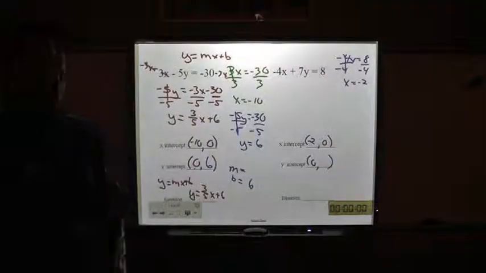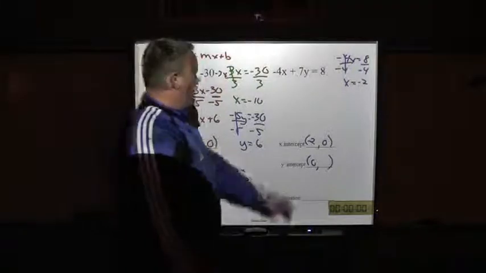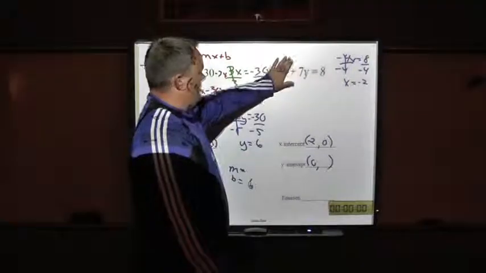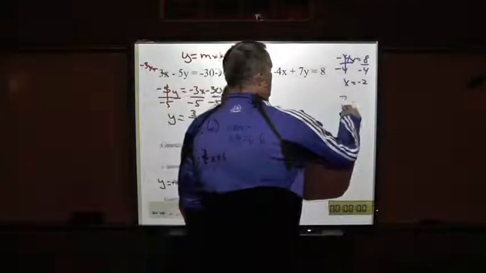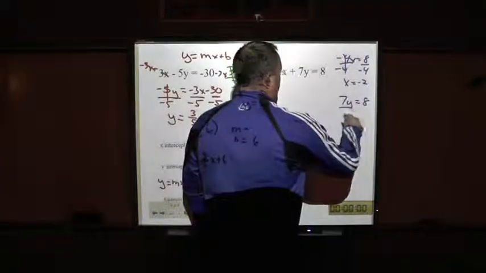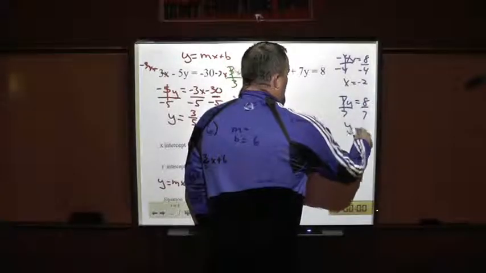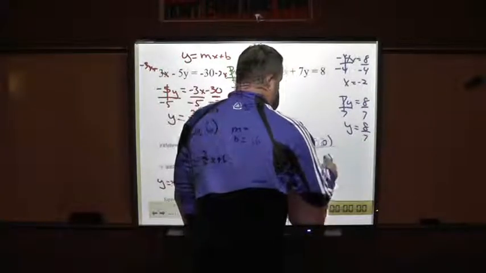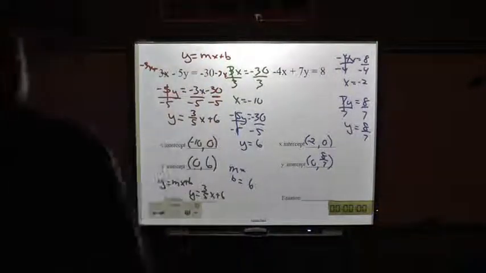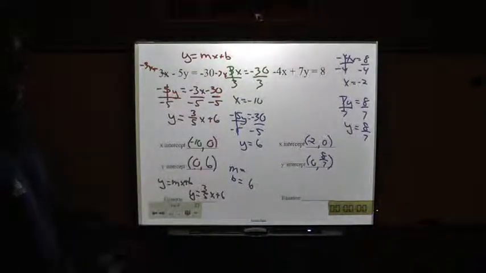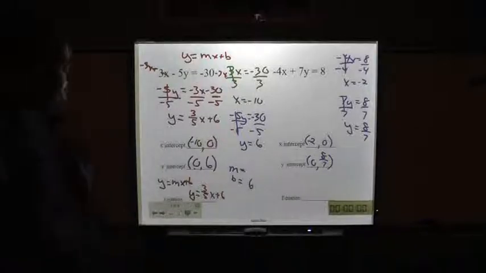There's my x-intercept. For the y-intercept, I know that x is going to be 0, so that's going away. So all that's left is just 7y equals 8. Divide both sides by 7. Y equals 8 over 7. Now, that's pretty ugly, I understand, and that's fine. It can be ugly on occasion. It doesn't reduce, we just leave it as 8 over 7.